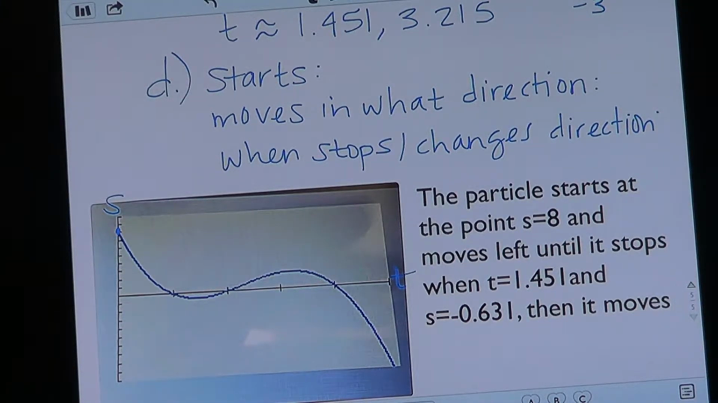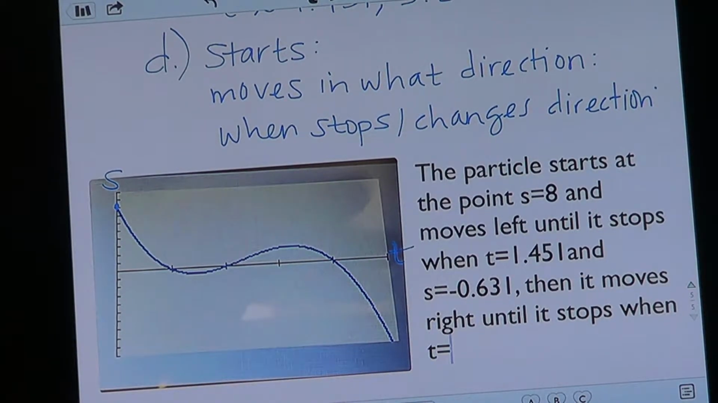So then it moves right until it stops again, which we already figured out. T equals what? When we figured out the 2 points where the particle was at rest in part C. 3.2. 3.21. And s equals, so you can do the same thing and calculate the maximum at that point using your graph on your calculator.